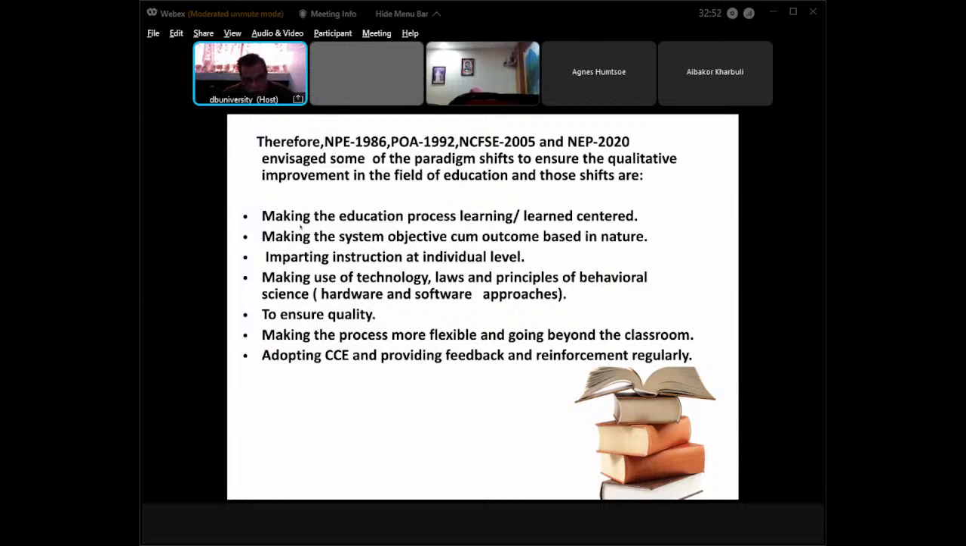Enforcement is to be provided to these students so that students can know the difficulties which they are facing in the process of learning, and they are to have some corrective measures so that such kinds of mistakes, such kinds of errors are not committed further.